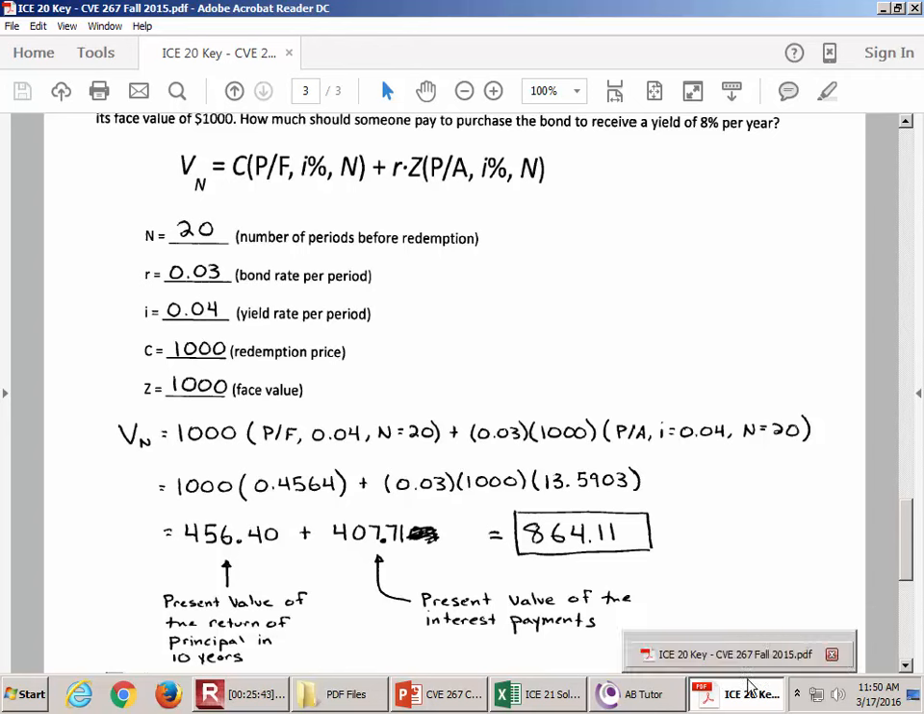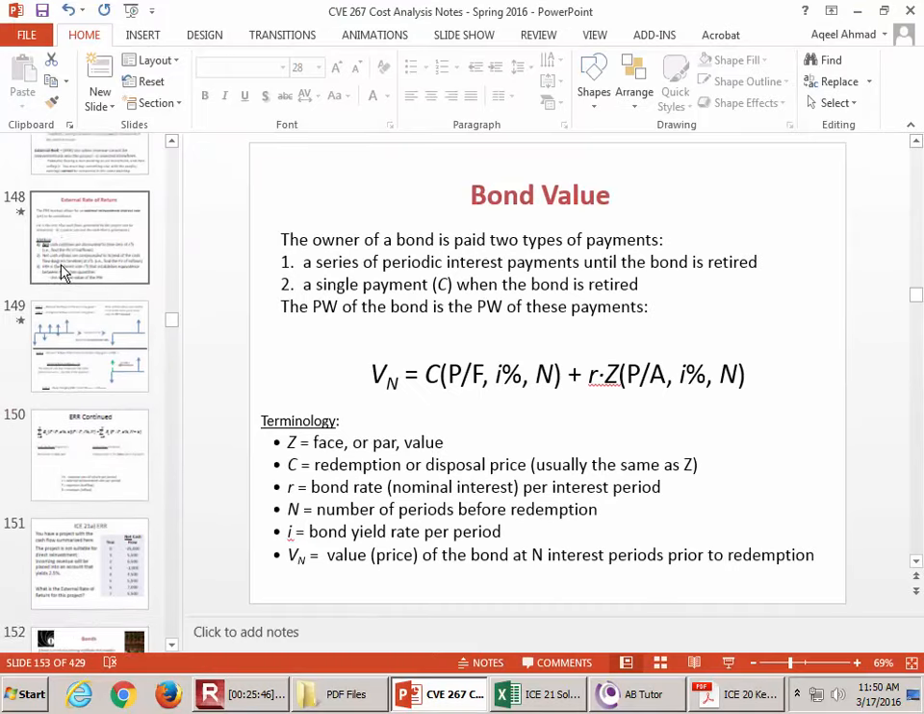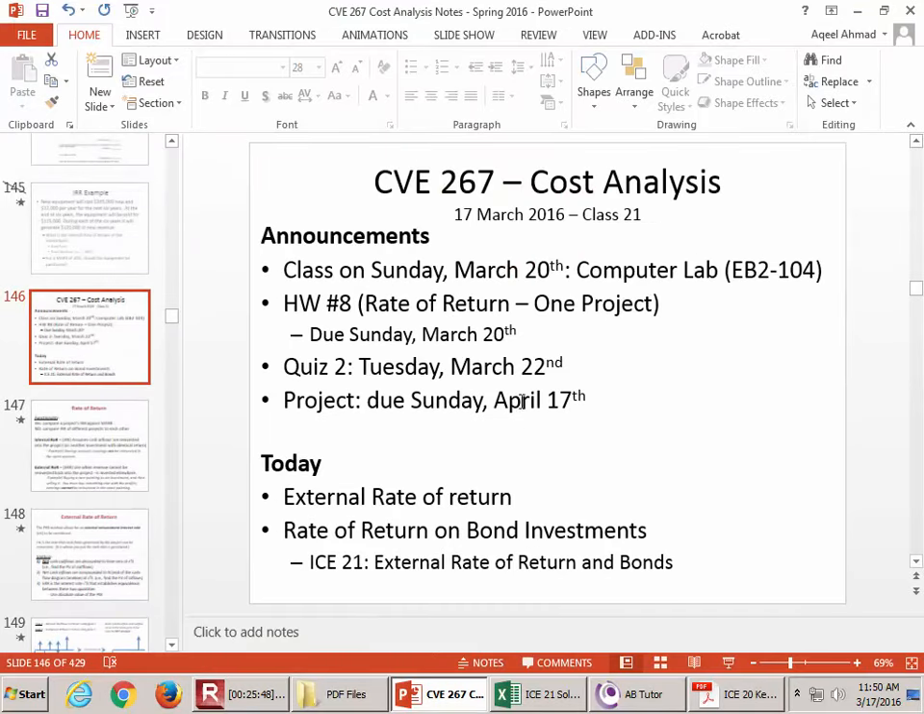But remember, let's take one last look at these announcements. The class on Sunday will be here in the computer lab, and you've got a homework assignment that's due on Sunday. So I'd encourage you to get an early start on that.